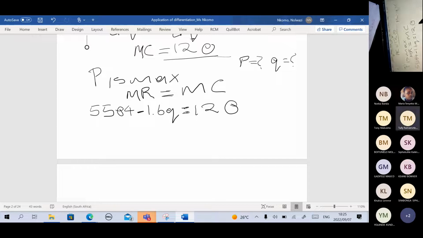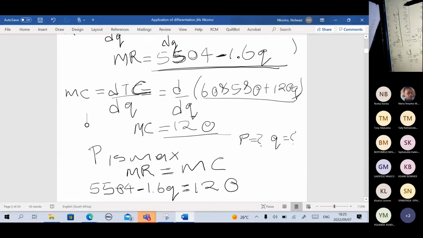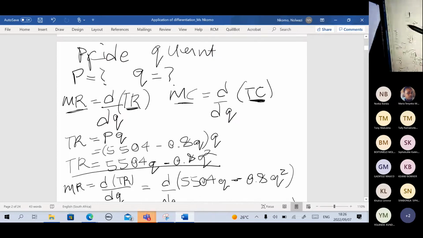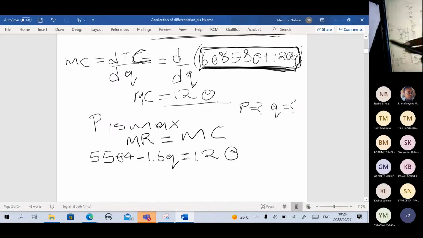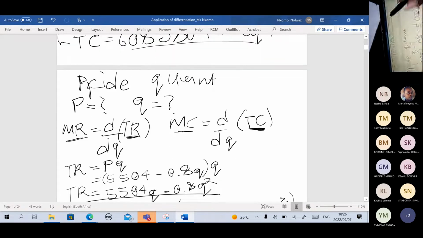Sorry, ma'am. Yes. How do we get the 120? Can you please clarify for me? We obtained 120 here. We were differentiating this function. Are you still using the calculator? No, we don't use the calculator in differentiation. Okay, let me do examples somewhere else.